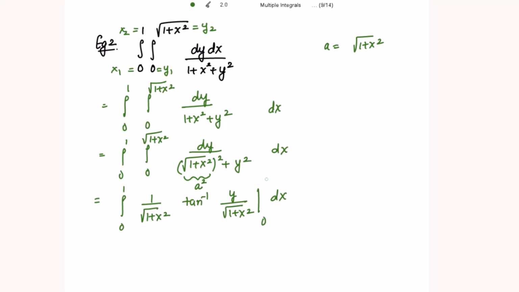Putting the limits from 0 to 1 plus x square under the root. So this is 0 to 1. This is your constant for the inner integral. Now putting here the value of y as square root of 1 plus x square, that will give you tan inverse 1. So tan inverse 1 is pi by 4. And then putting the value of y as 0, tan inverse 0 is 0. So this is your dx. And then taking this pi by 4 outside, dx over square root of 1 plus x square.